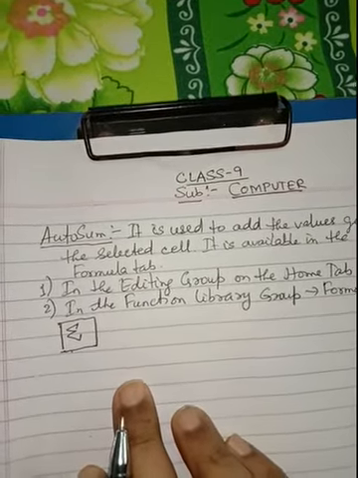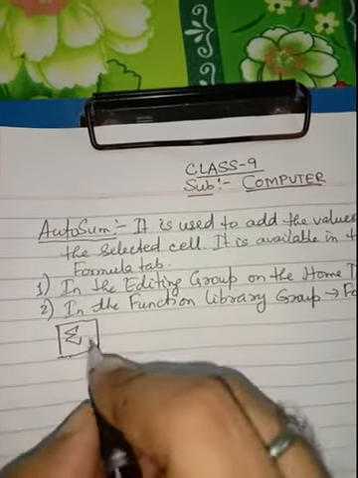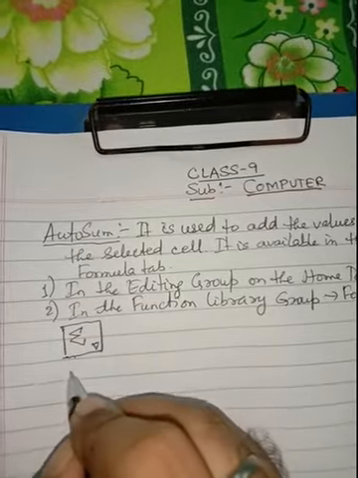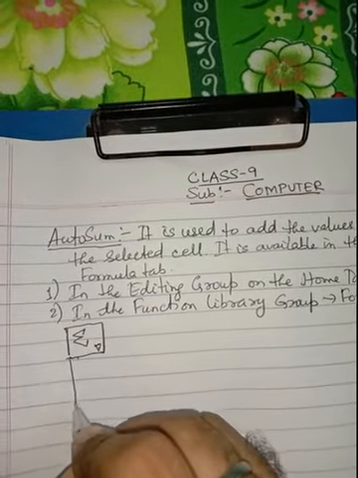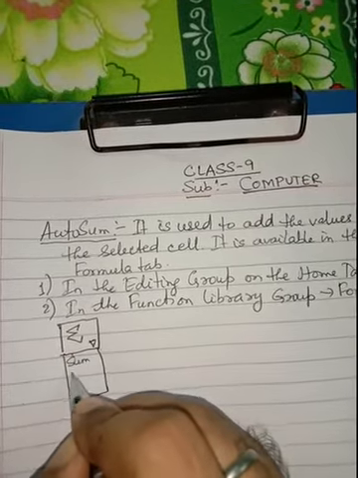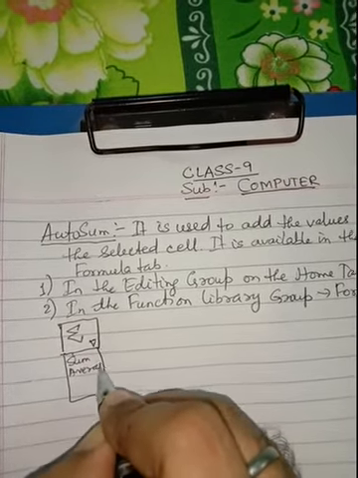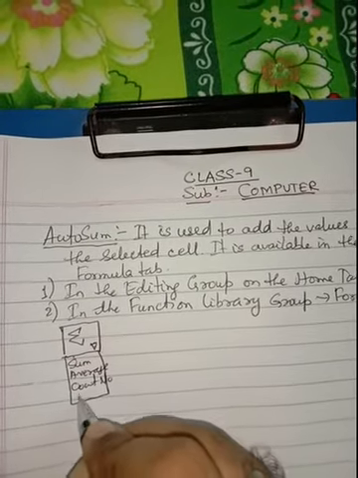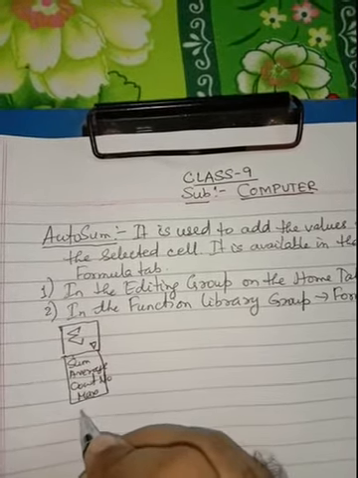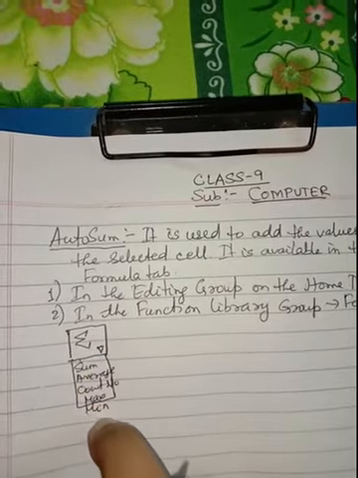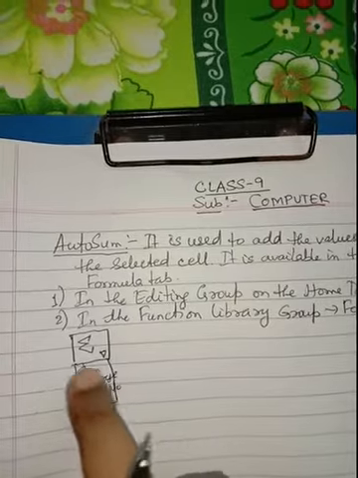As soon as we click on the drop down arrow of this, we will get different options. Over here we will have options like sum, average, count numbers, maximum, minimum, and many more. So different types of mathematical function options will be available over here.